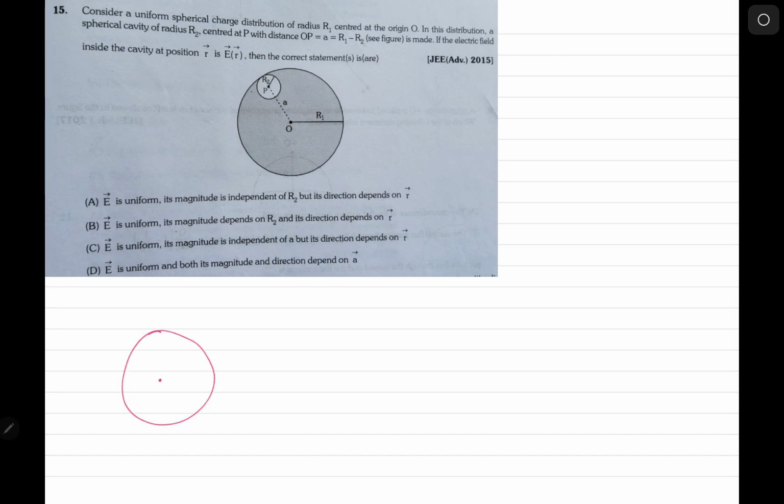Electric field inside a solid sphere, how do we write it? The formula is E = ρr/(3ε). Now if I make a cavity here, let's try to understand this with a different example. Let's say I make a cavity somewhere here.